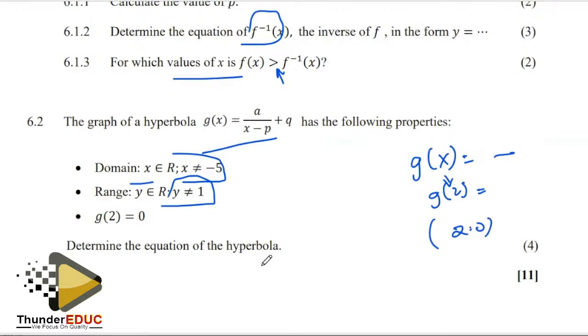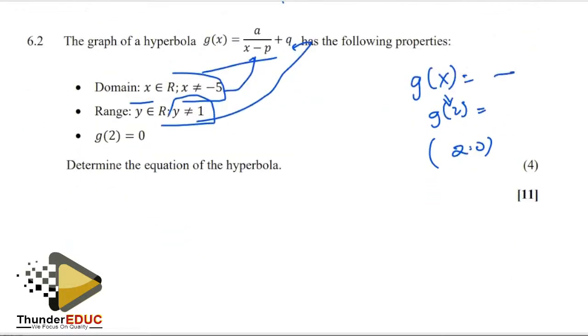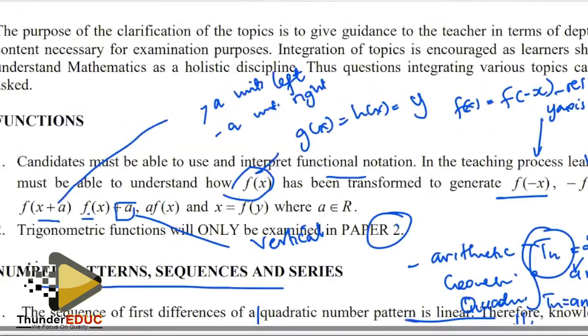Okay, so they want you to determine the equation. So use those facts. Where there is X, you're going to put the 5. Where there is Y, you're going to put the 1 somewhere there. But then the signs are going to change for the P. All right, that is to do with the functions, okay?